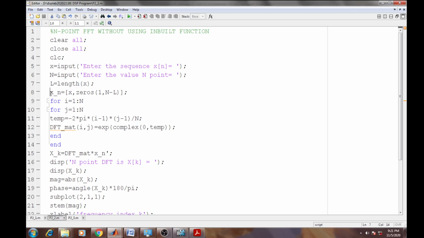Then x underscore n means whatever the x of n sequence will be, that sequence will be written in a proper fashion. This proper fashion will be obtained by using insertions or additions of zeros, or additions of elements.